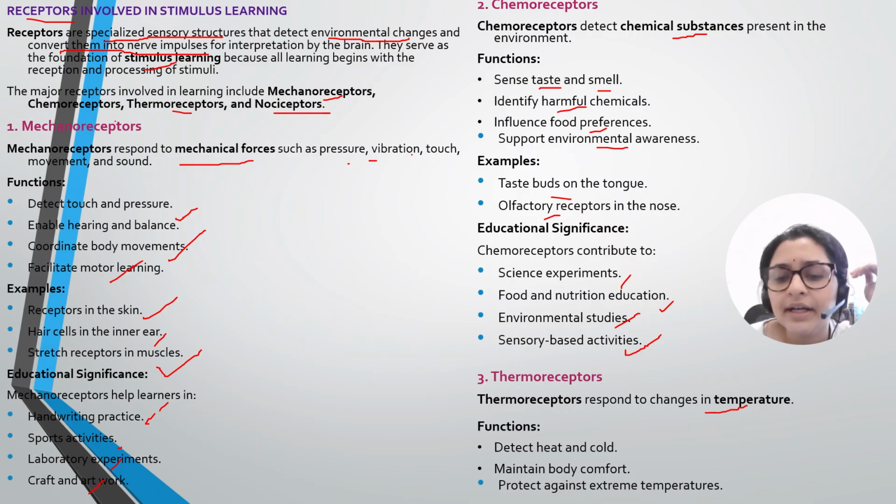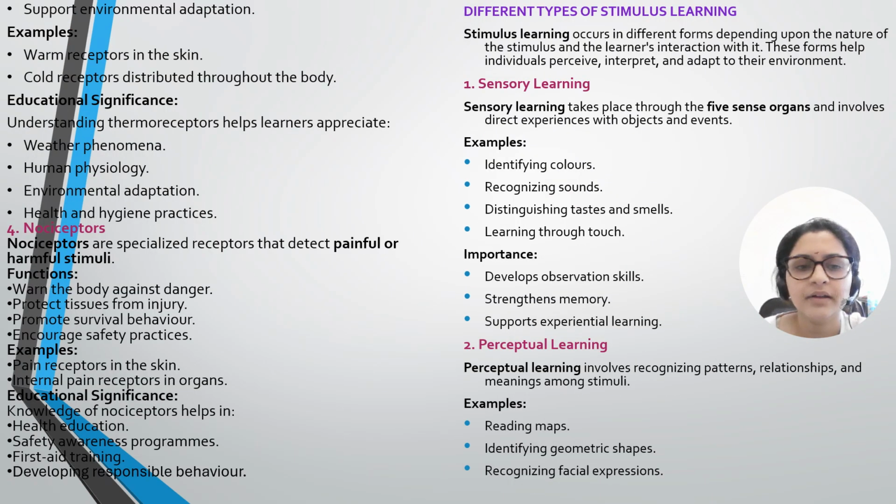They help in detection of heat and cold, and maintaining body comfort. So when the outside weather is very cold, you cover yourself with a blanket. That information is given by the thermoreceptors. They protect against extreme temperature, and they support environmental adaptation. Example, warm receptors on the skin, and cold receptors which are distributed throughout the body.